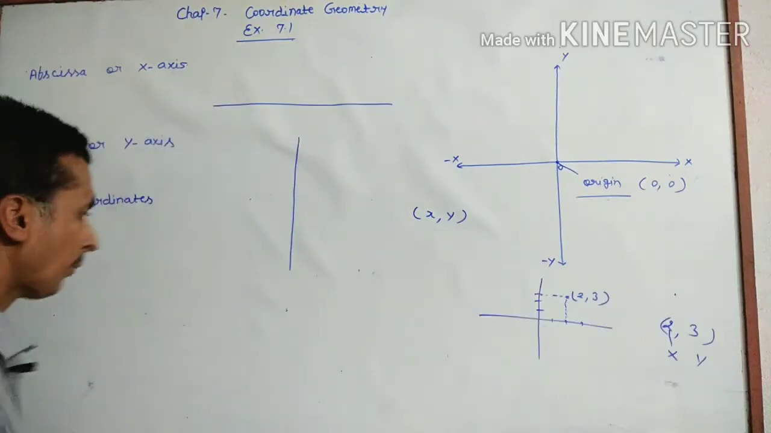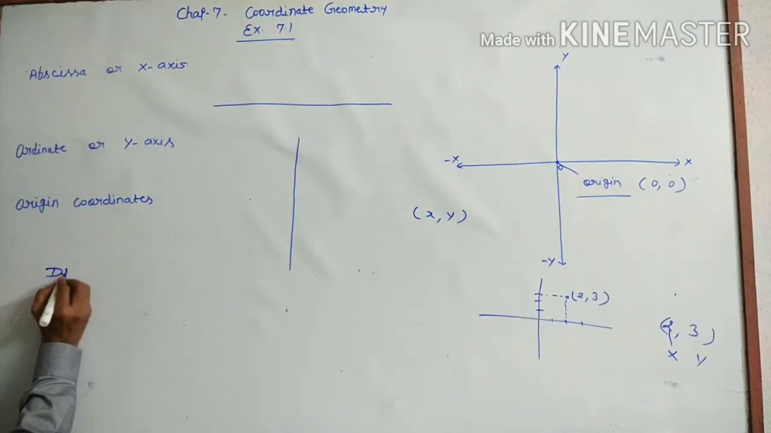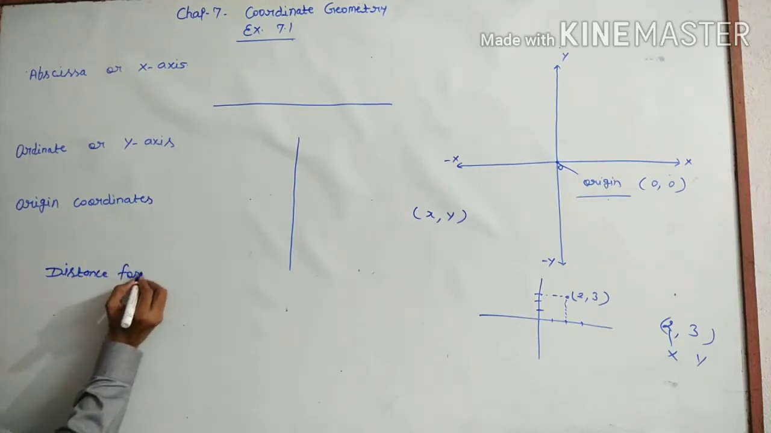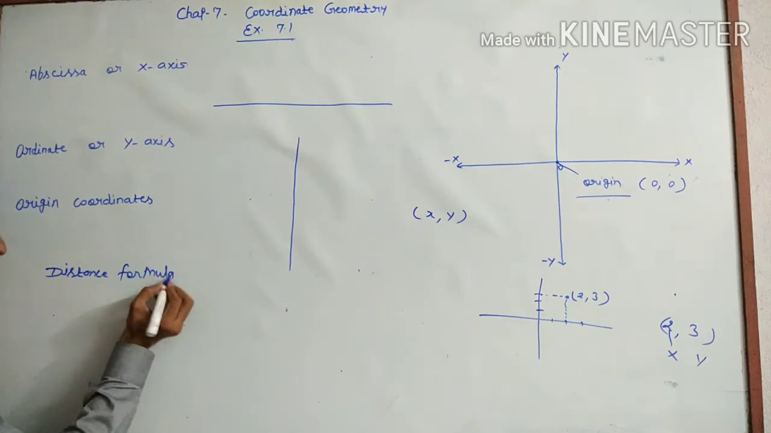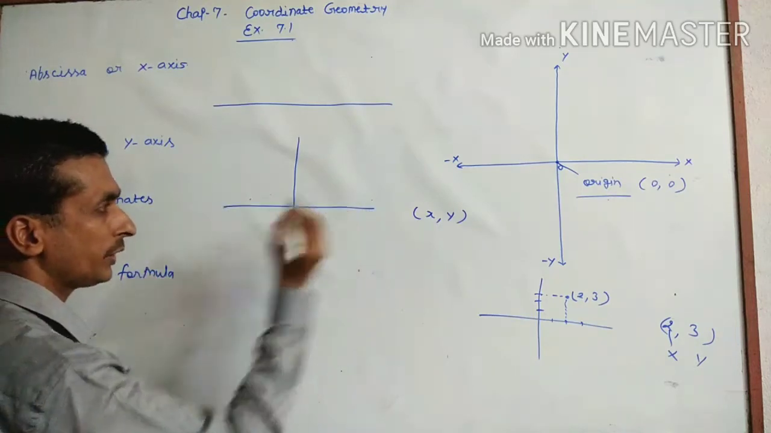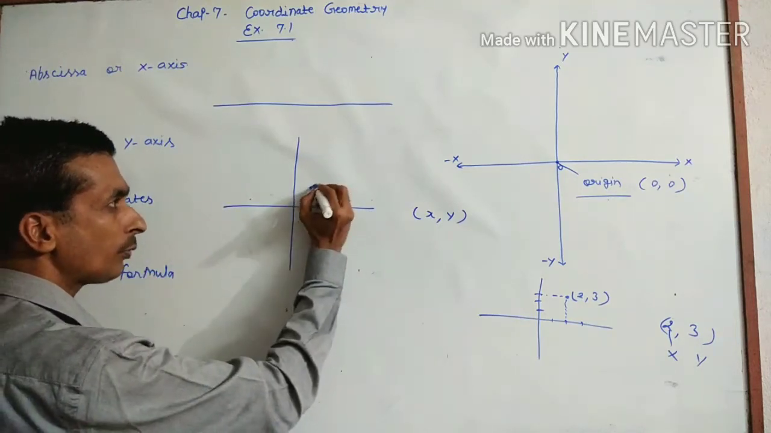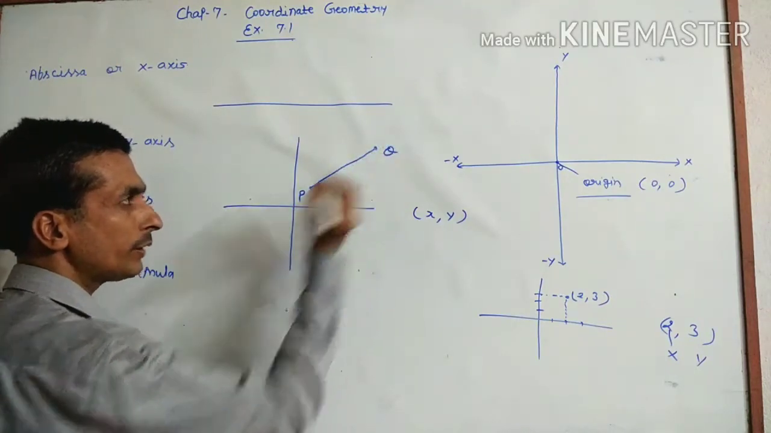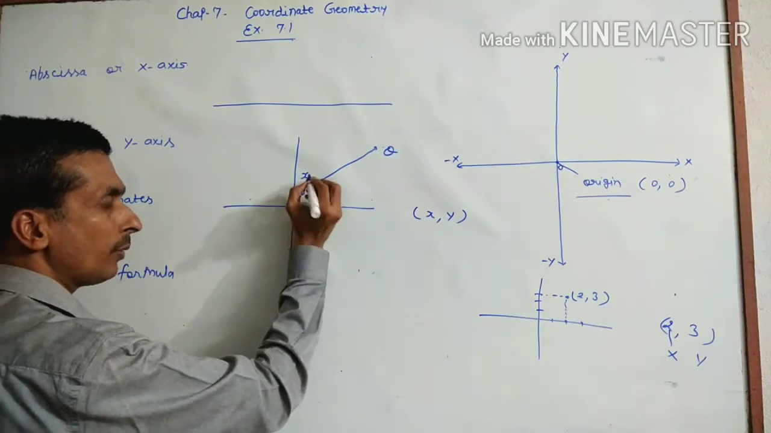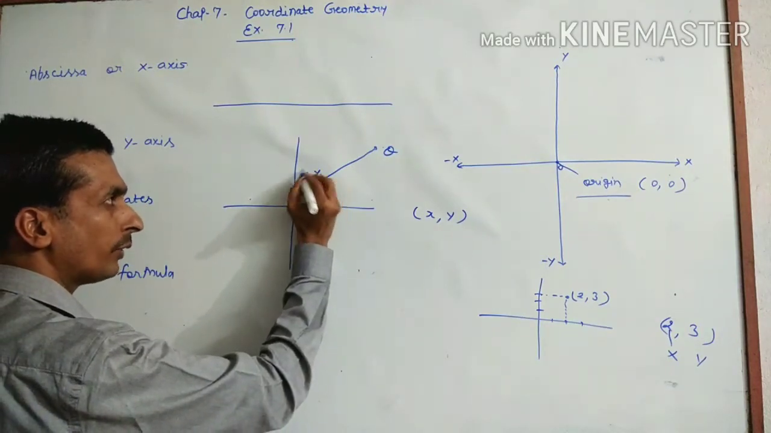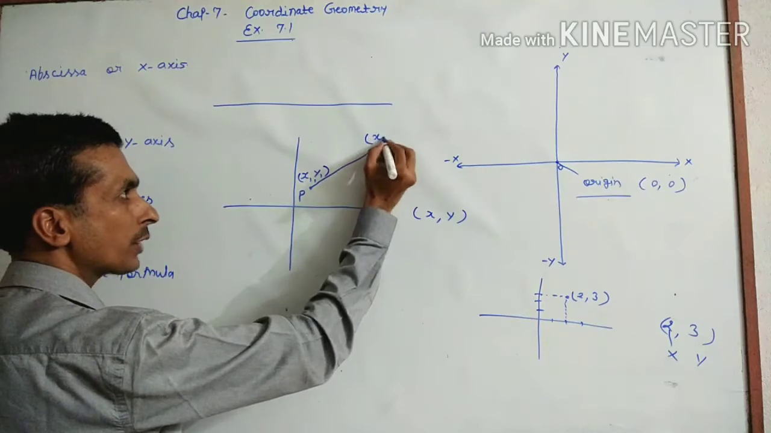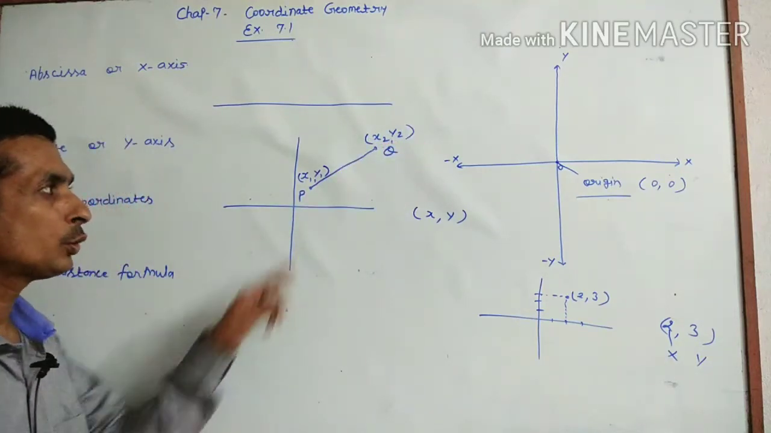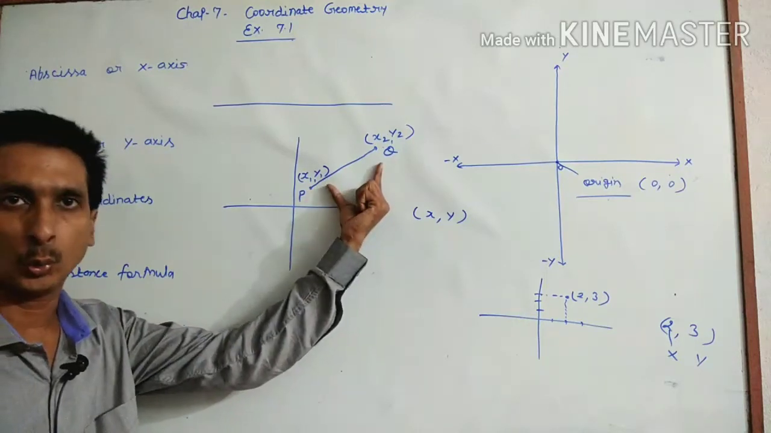We will discuss the distance formula. Before starting the distance formula, you can understand what it means. The distance formula means you have to find the distance between two points. Suppose this point is P and that point is Q, and the P coordinates are x1, y1 and the Q coordinates are x2, y2. By the help of the formula you can find the value of the distance PQ.